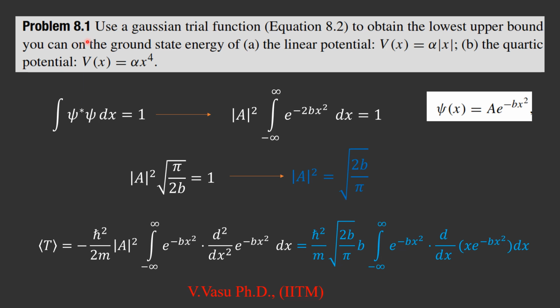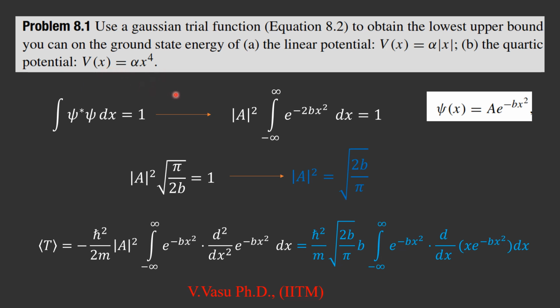Today, we will solve problem 8.1 of Griffiths' third edition Introduction to Quantum Mechanics. The problem is: use a Gaussian trial wave function, equation 8.2, to obtain the lowest upper bound you can on the ground state energy of two potentials. One, the linear potential V of x equals alpha modulus x, and the quartic potential V of x equals alpha x to the power 4.